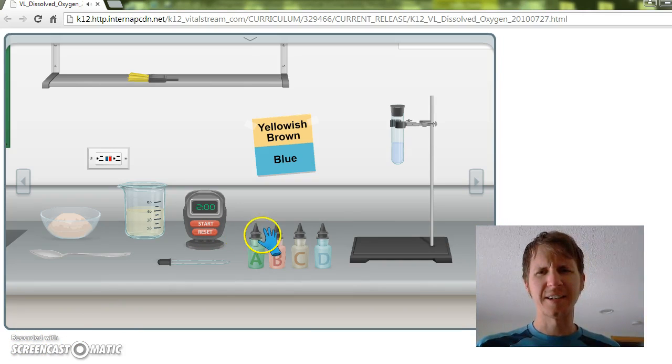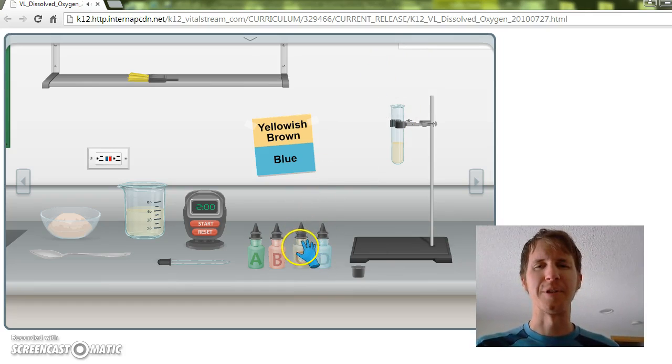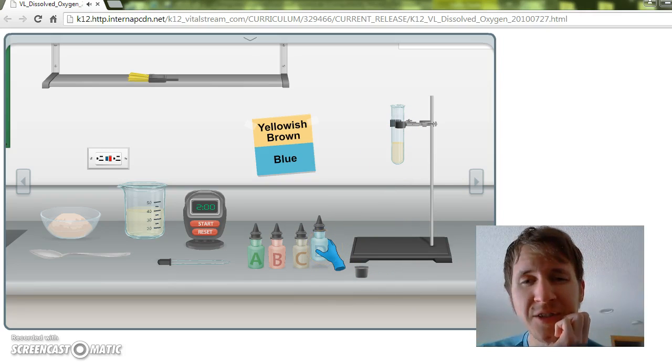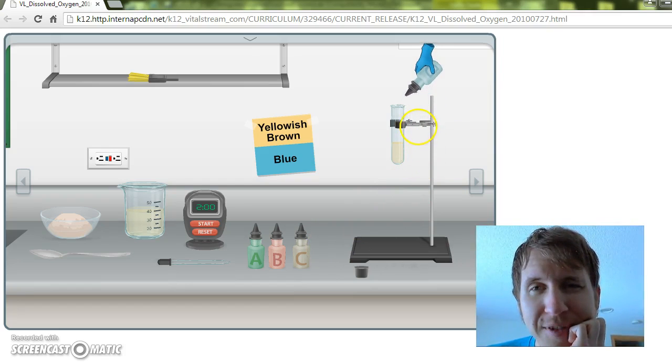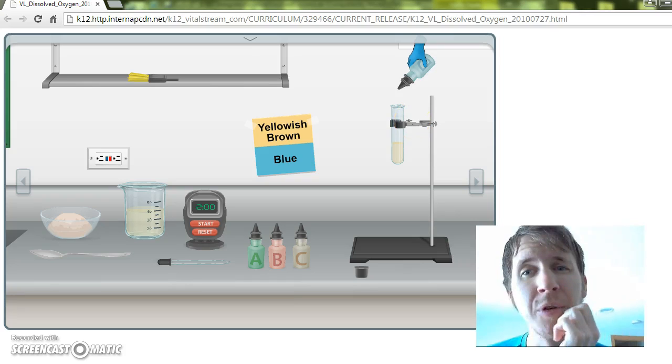Okay, so we've had our clock run down to 0. So what we're going to do now is add reagent C. You don't need to know specifically what these reagents do at this point, because this is not chemistry class, but what we are doing is trying to figure out how much oxygen is actually in the water. As you can see, it turned brown. When it turns brown, or yellowish brown, that means we are on the correct path. When we add reagent D, the number of drops it takes to turn the water back to blue will tell us how many parts per million of dissolved oxygen there is.